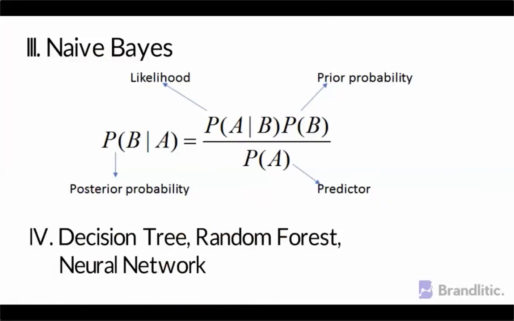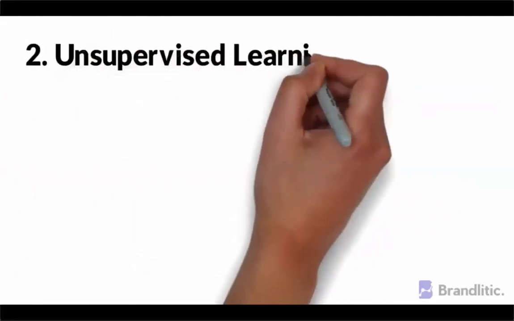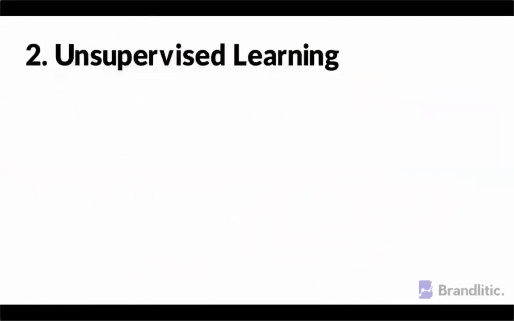Coming up next, decision trees, random forests, and neural networks. These models follow the same logic as previously explained. The only difference is that the output is discrete rather than continuous. Let's jump over to unsupervised learning.